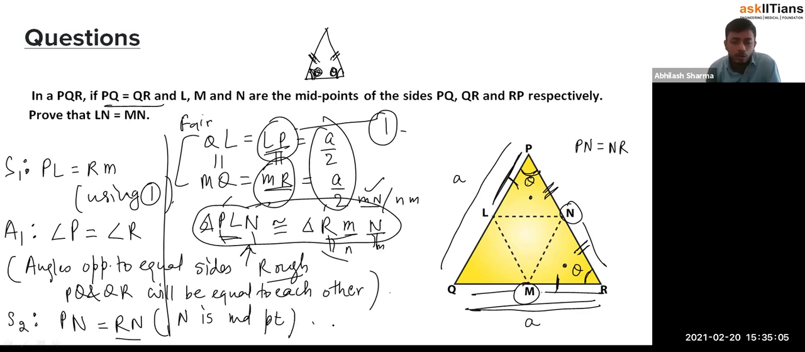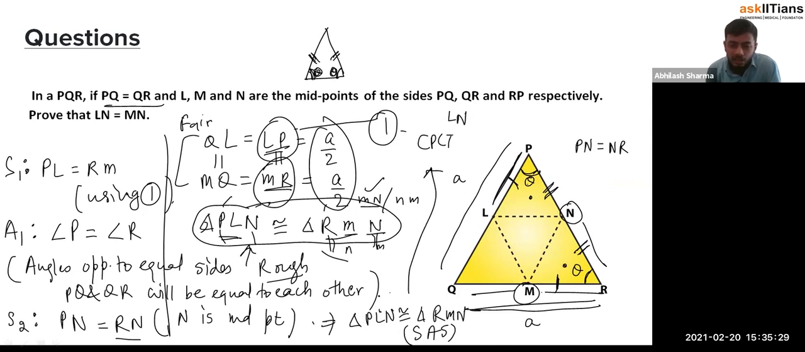Fine. So now we conclude that triangle PLN is congruent to triangle RMN by SAS congruence criterion. So that's the way we have done. Now using CPCT from here, what can we conclude? That LN must be equal to MN, correct? Equal to MN, hence proved.